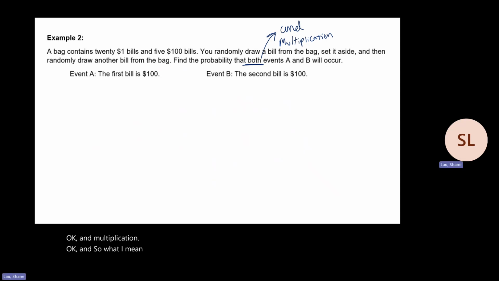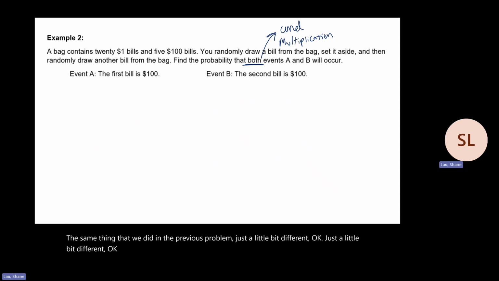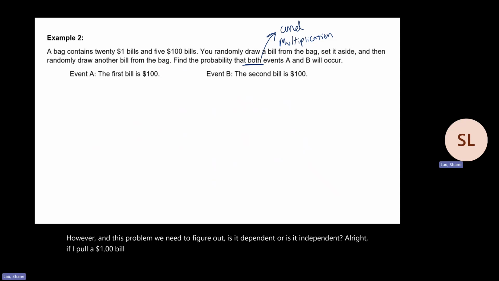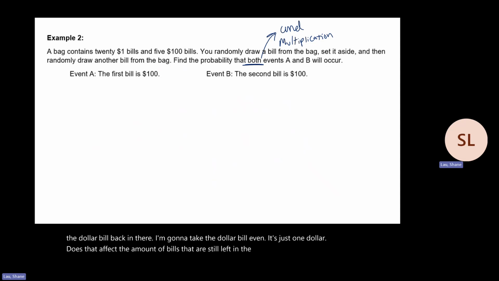And so what I mean by and multiplication is we're going to do the same thing that we did in the previous problem, just a little bit different. We're still going to have this idea of putting things together. However, in this problem, we need to figure out: is it dependent or is it independent? If I pull a $1 bill from the bag and don't replace it, because I'm not going to put the dollar bill back in there, does that affect the amount of bills that are still left in the bag? And that is going to be a yes.